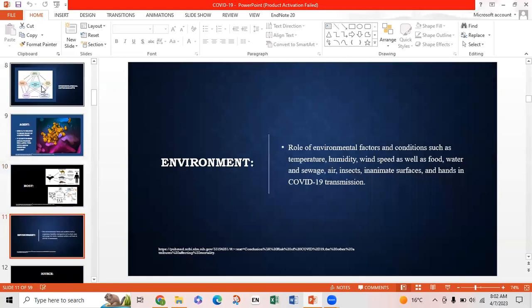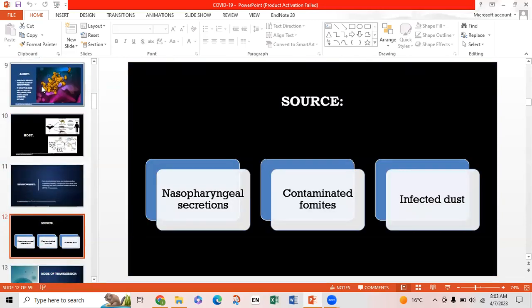Environmental factors: the role of environmental factors and conditions such as temperature, humidity, wind speed, as well as food, water, sewage, air, insects, inanimate surfaces, and hands in COVID-19 transmission. Sources of infection are nasopharyngeal secretions, contaminated fomites, and infected dust.